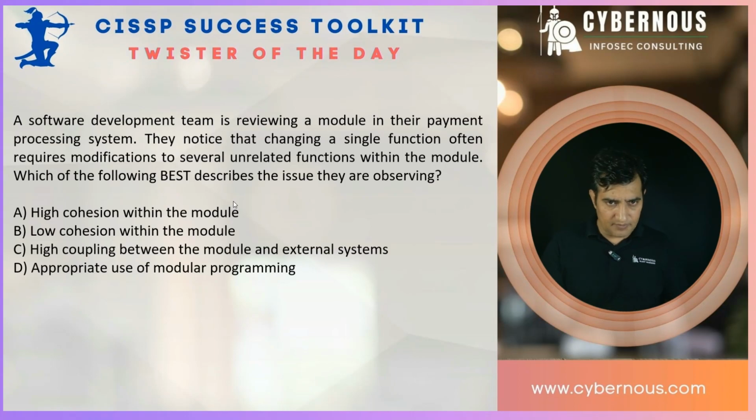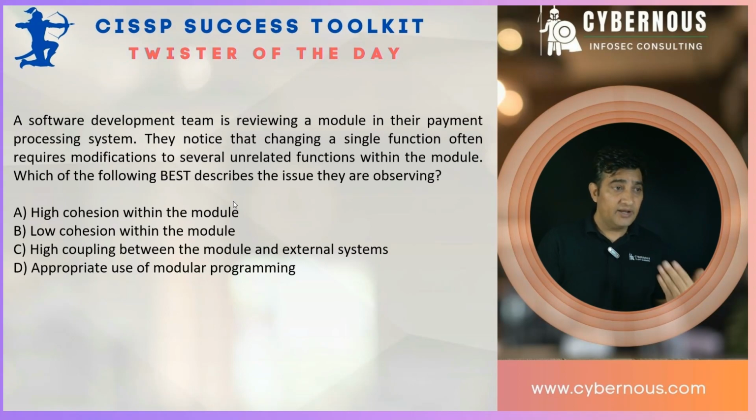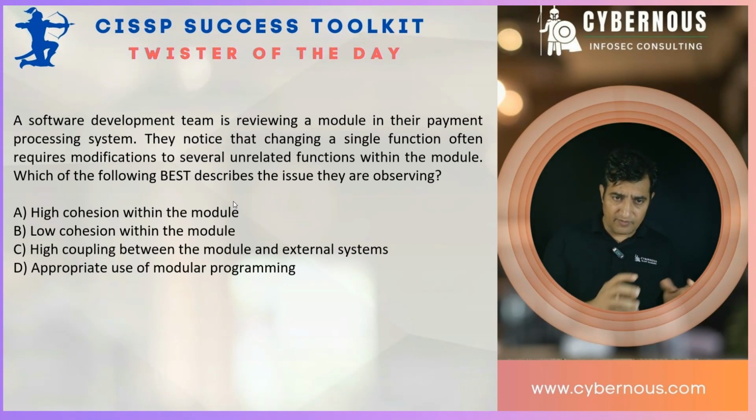So out of the given options, you now understand what coupling and cohesion are: cohesion should always be high and coupling should always be low. The right answer in this question is option B, low cohesion within the module, which can always be a matter of trouble for anybody who is trying to fix some problem. I hope this question has made your concept of coupling and cohesion clear.